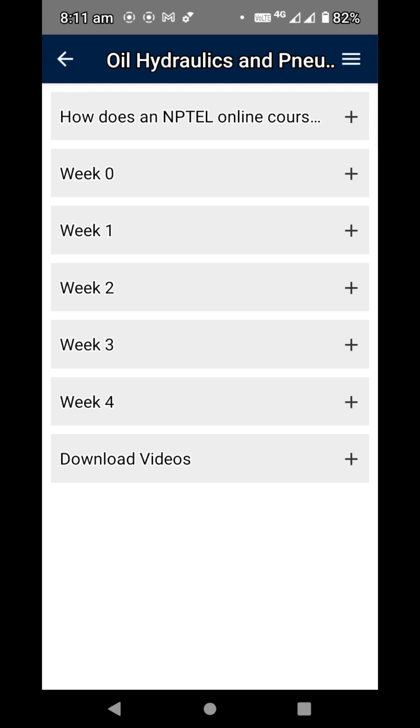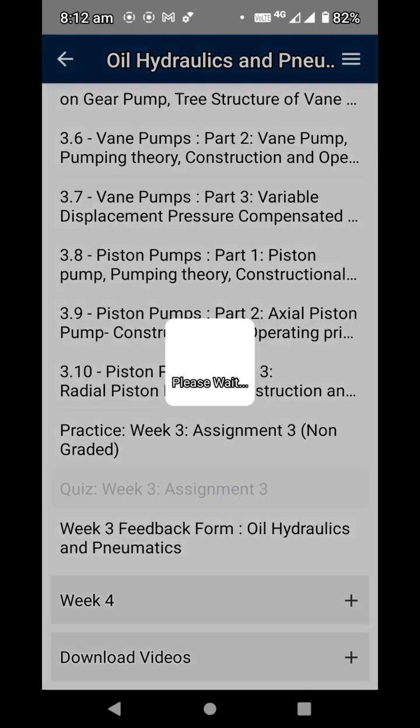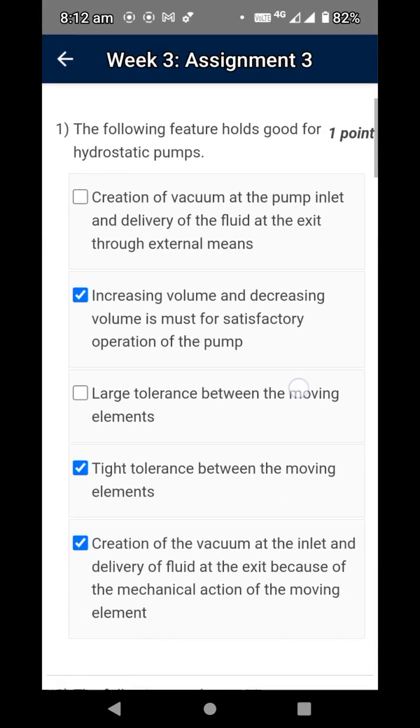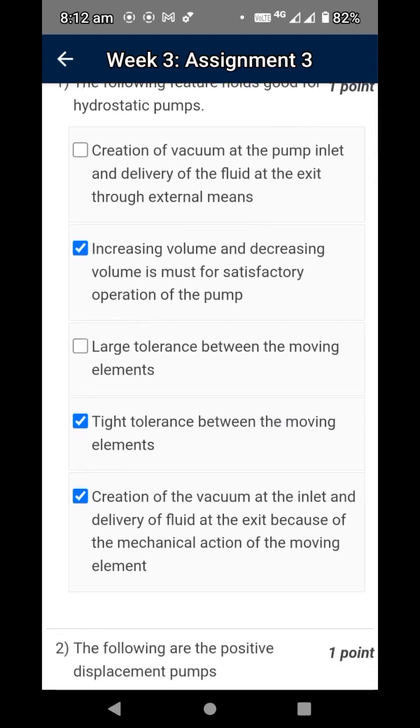So let me see the questions. Check out the first question. The following feature holds good for hydrostatic pumps. First of all, in the case of hydrostatic pumps, we can take the example of a gear oil pump. In the case of a gear oil pump, two gears are arranged inside the casing. One gear is the driving gear and the other is the driven gear. The driving gear is mating with the motor, and due to the rotation of the driving gear, the driven gear is rotating.